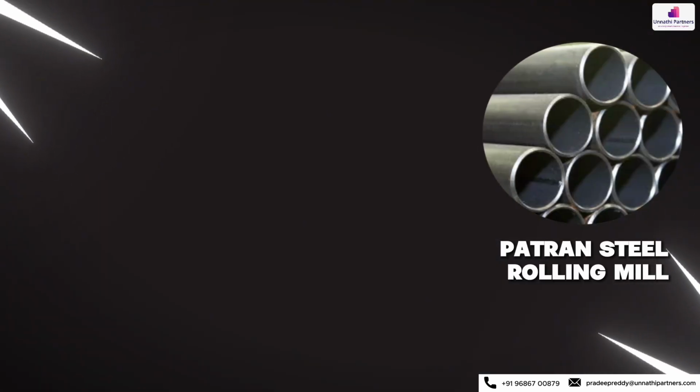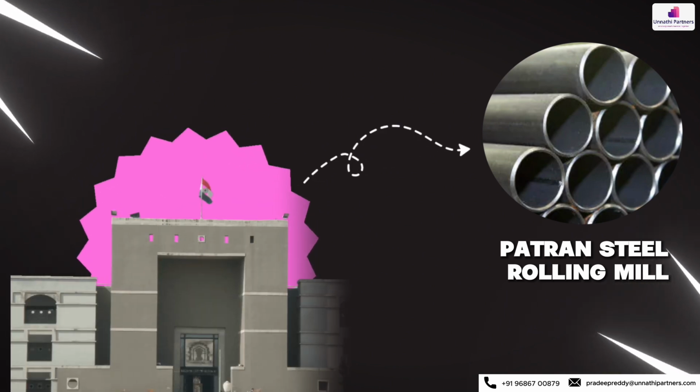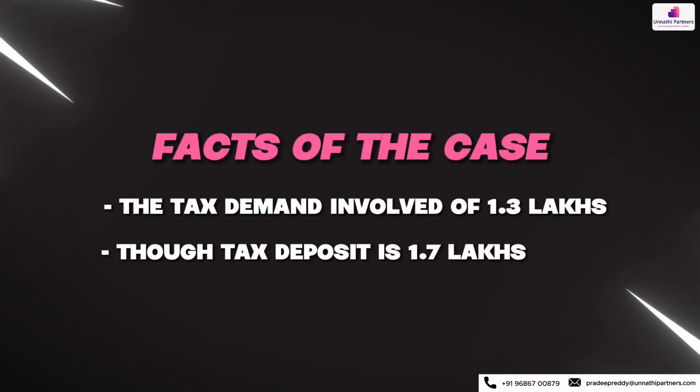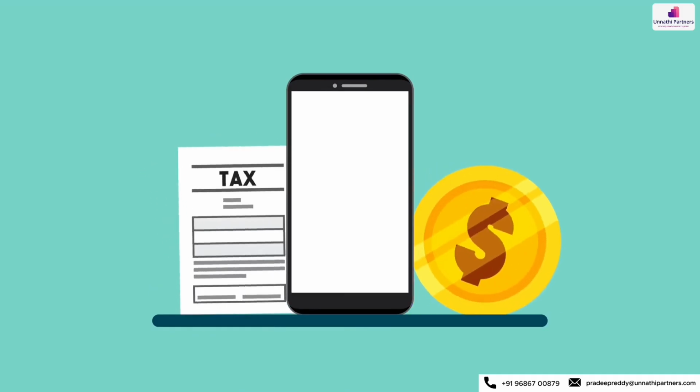For example, in the case of Patron Steel rolling mill, the Gujarat High Court has upheld the principle of proportionality in tax recoveries. The facts of the case were the tax demand involved is 1.3 lakhs. The taxpayer has already deposited a tax of 1.7 lakhs. Despite that, the GST authorities went ahead and attached their bank account. In this case, the Gujarat High Court has held that attachment of bank account is incorrect when the tax demanded is much less than the tax already deposited.